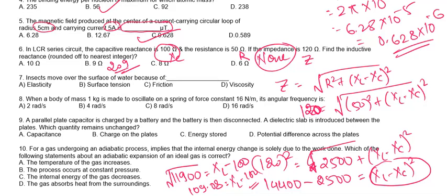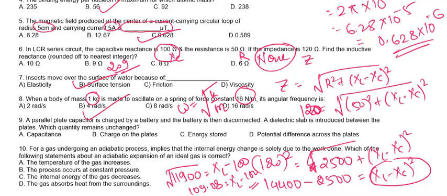Next, insects move over the surface of water because of, now this is because of surface tension. When a body of mass 1 kg is made to oscillate with a spring constant of 16 Newton per meter, the angular velocity. So angular velocity होता है omega equal to root of k by m. K का value 16 है, mass का value 1 है. So 16 upon 1 will be 16 and root of 16 will be 4. So that is option B.